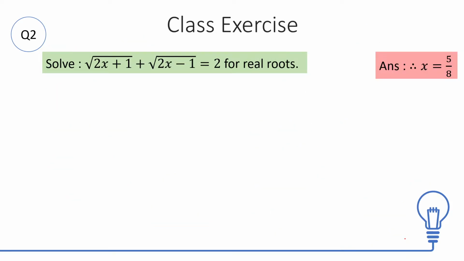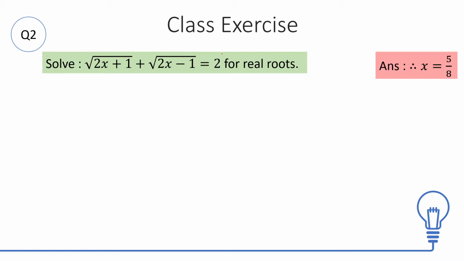Okay. Now we look at question 2. Solve this one for the real roots. So what does it mean by real roots? It means that your x must be a real number. There are cases where your x is a complex number. When your x is a complex number, you need to reject that particular answer. Regardless of whether you have one square root or two square roots or more, it doesn't matter.